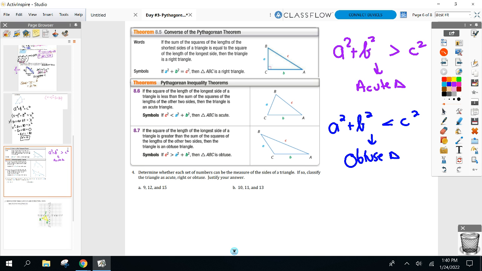Breaking news, you've been doing that all your life. If they are equal, what type of triangle am I working with? That's the only time you can use Pythag, right? It's a right triangle if they're equal. So let's test it out.